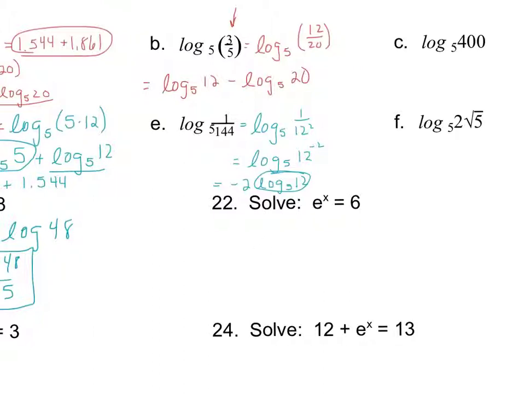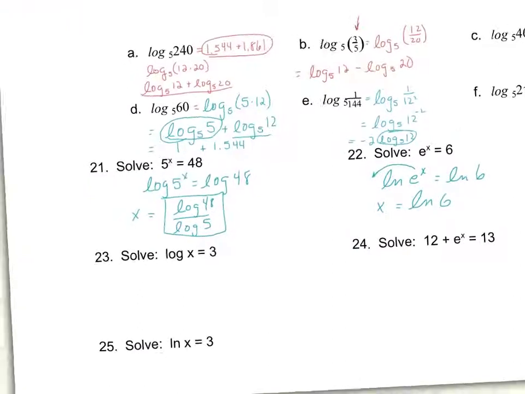Next one's a base e, so we natural log both sides. It makes it clean up a little bit better. The x pops out. The natural log of e is 1, so we can just rewrite ln e as 1. So I get x equals the ln of 6, which again our calculator can perform for us.